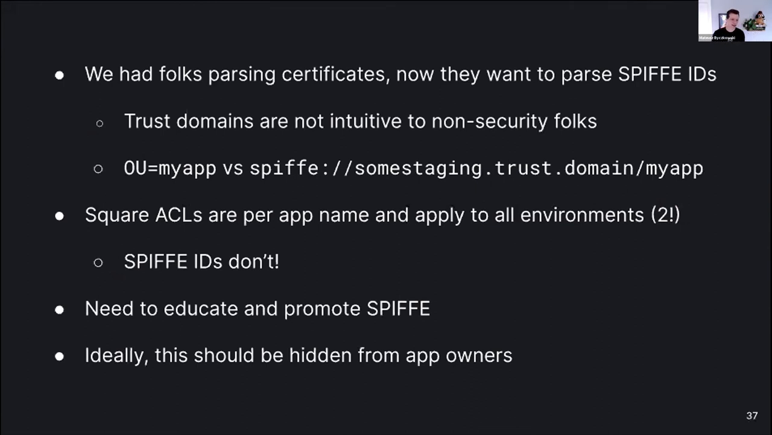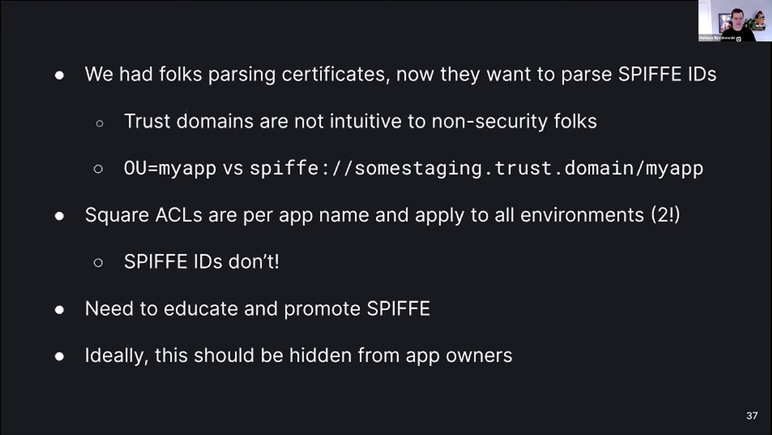So I already mentioned how folks parse certificates, and later they want to parse SPIFFE IDs because some of the trust domains are not intuitive anymore. And then we have those ACLs, and ACLs only have the application name. As you hopefully can see on the slide, it's either the application name, my app, or this SPIFFE construct, this URI, where I don't know what those trust domains are. So that's kind of confusing.